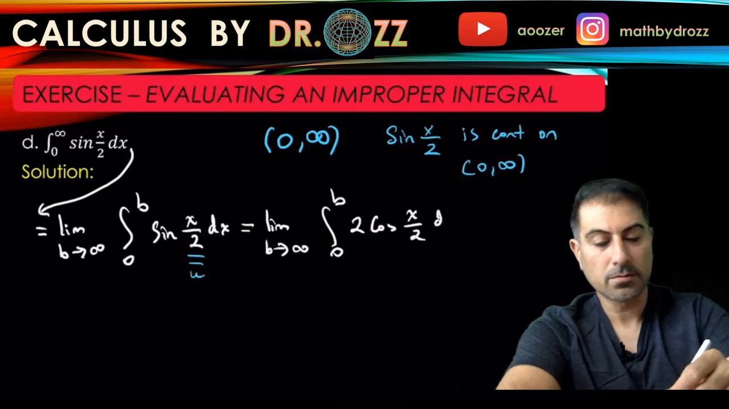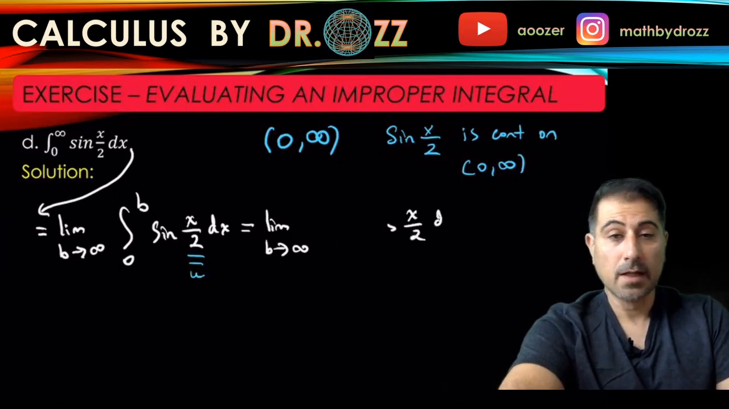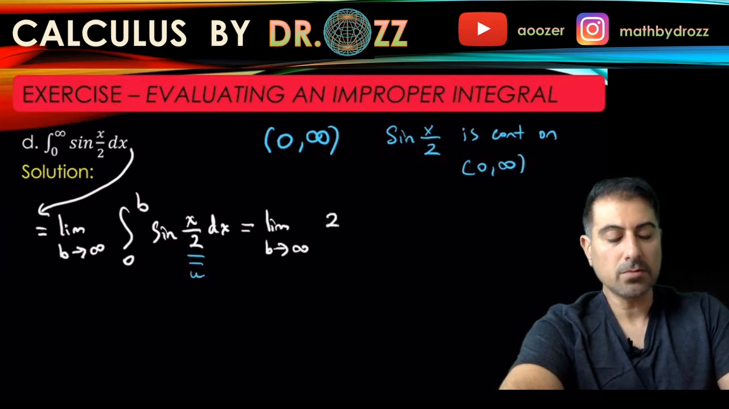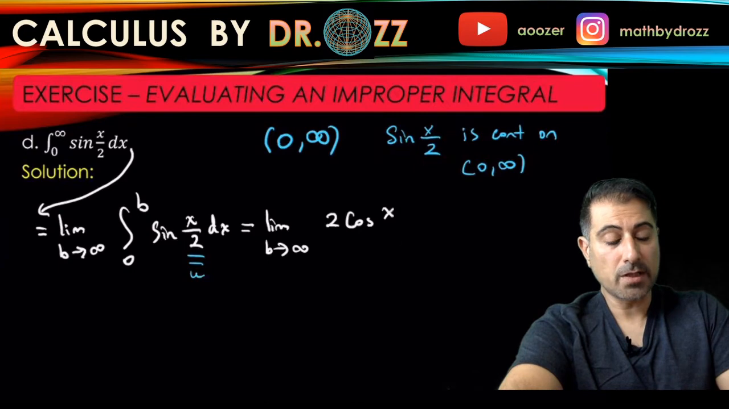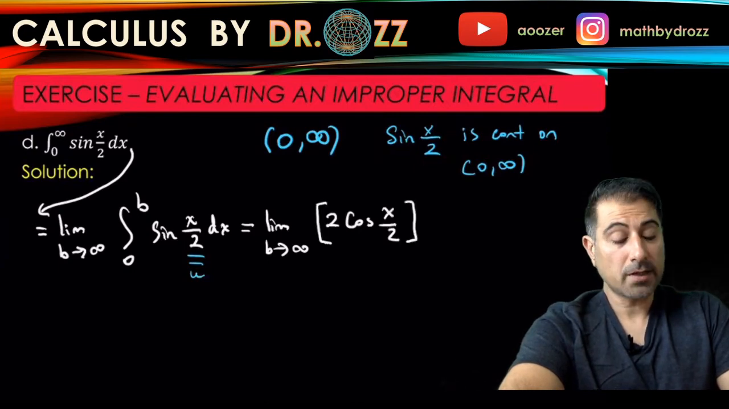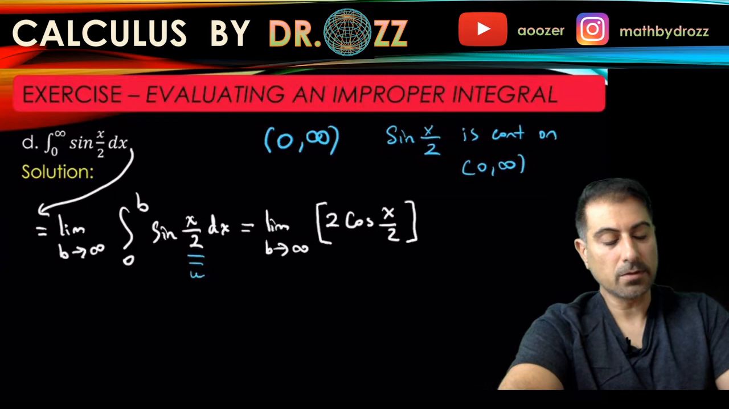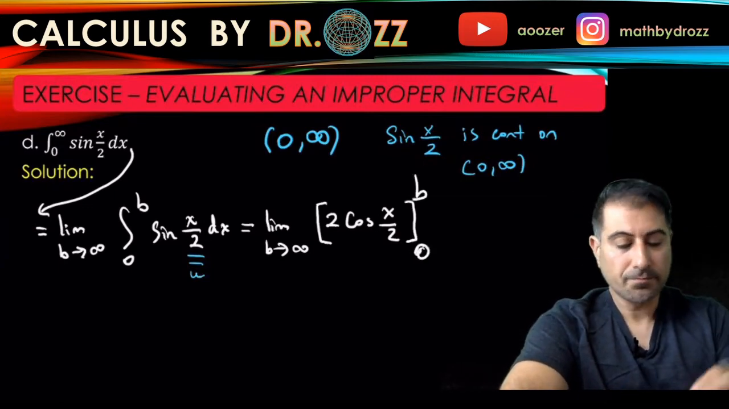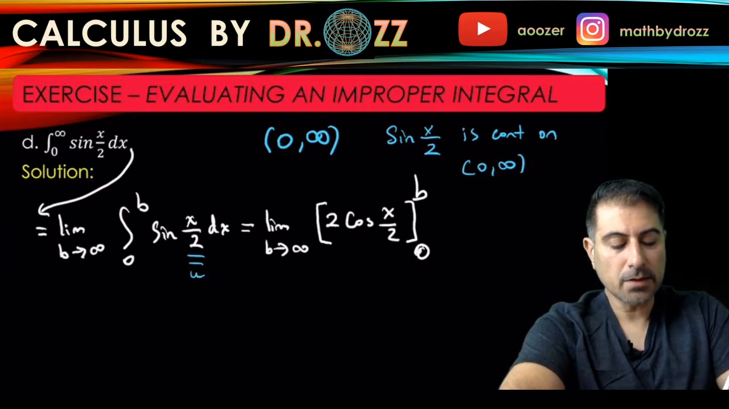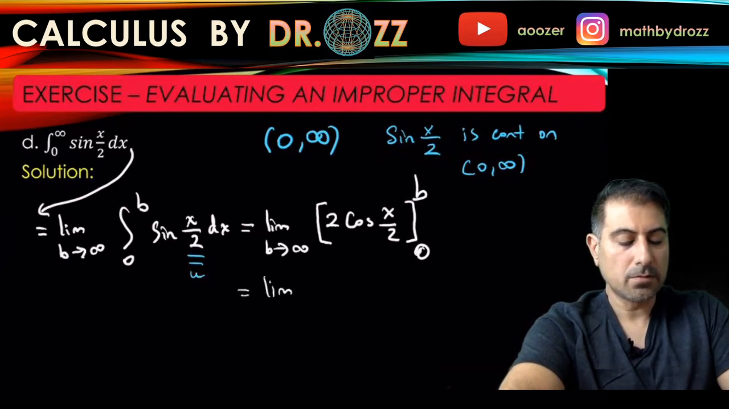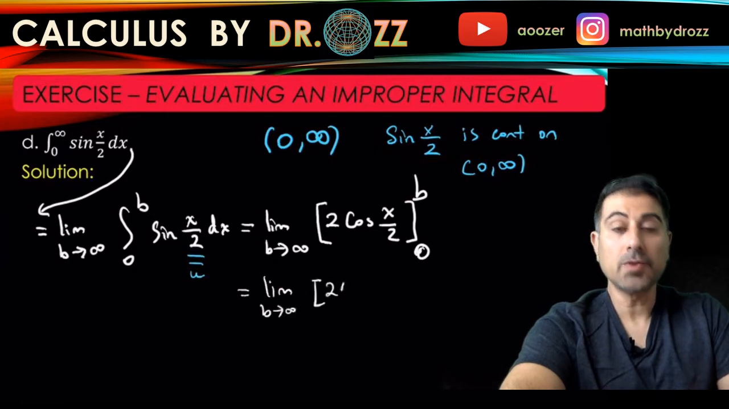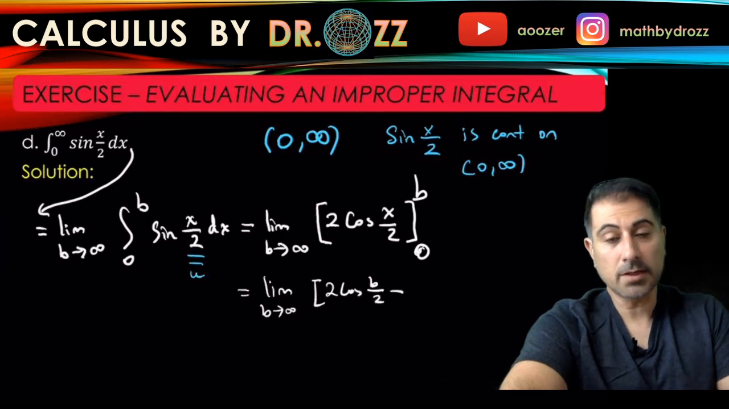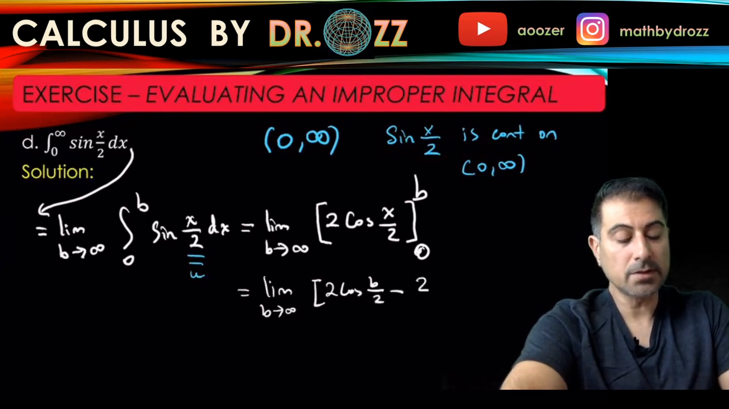So I'm just going to write down the antiderivative here: 2 times cosine x over 2. And now I'm using the fundamental theorem of calculus to put the limits in, 0 and b. Good. And then let's plug in the limits. 2 cosine b over 2 minus 2 cosine 0. If you use your calculator, that's 2. 2 times cosine 0 is 2, because cosine 0 is 1.